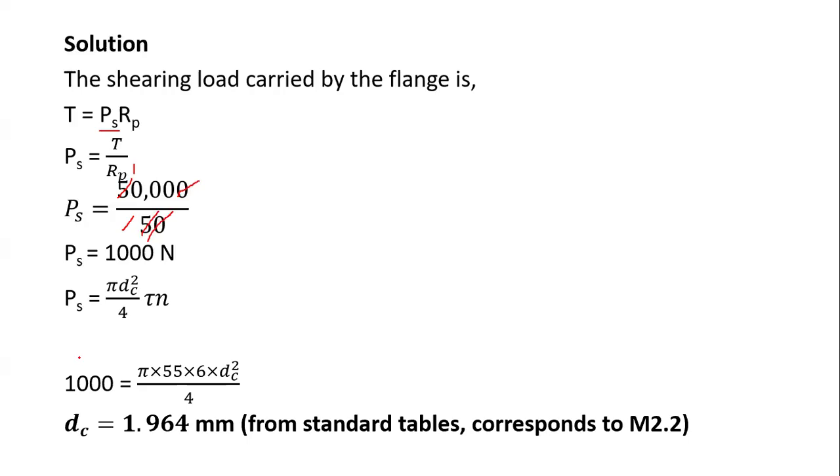Now this one comes with using standard tables. Meaning from there, when you compare, you find that this number we've just found corresponds to M2.2 metric diameter, 2.2 millimeters. That is our answer. So this part is supposed to work in conjunction with the standard table, which has to be provided. I think in the notes, I'm going to plant it there so that you are able to refer to it.